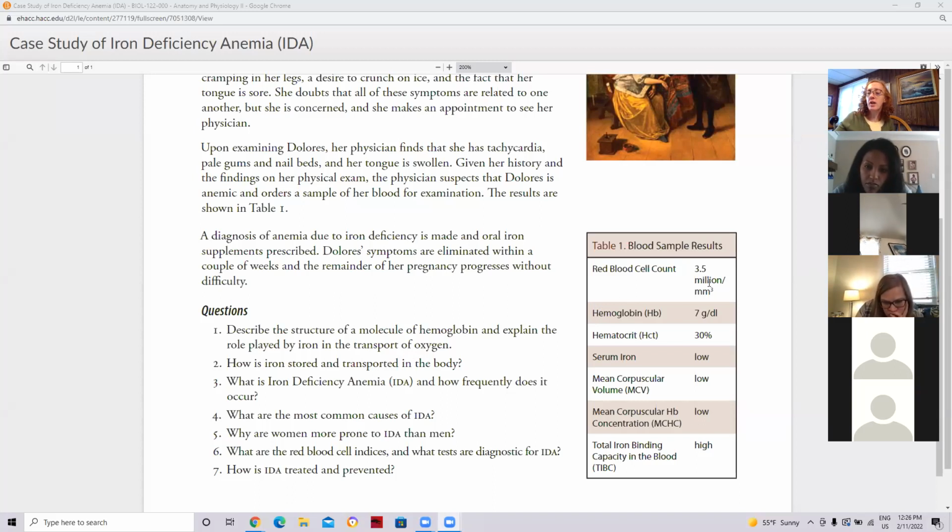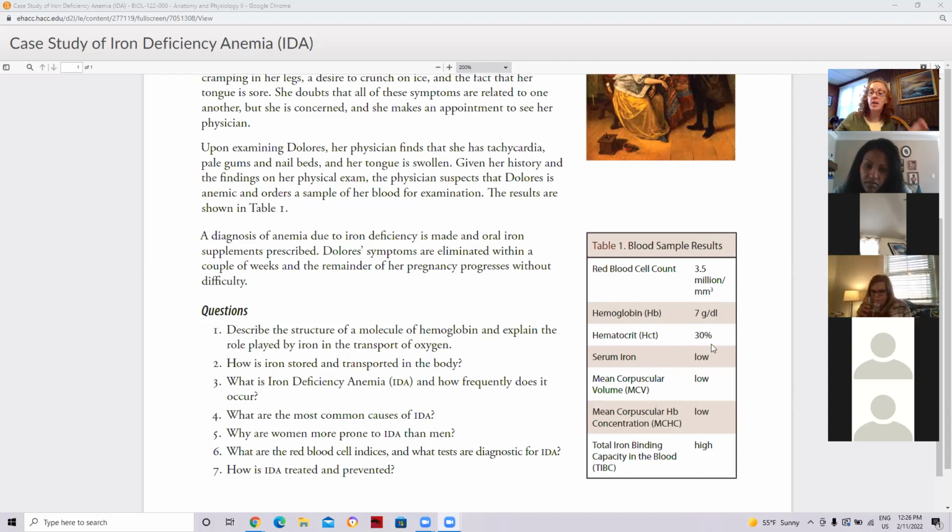Her red blood cell count is 3.5 million per millimeter squared, which is about... oh, well, before I say something wrong, I'm not going to answer that. Her hemoglobin is about 7 grams per deciliter. Her hematocrit is 30%.